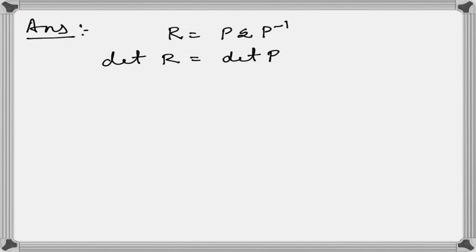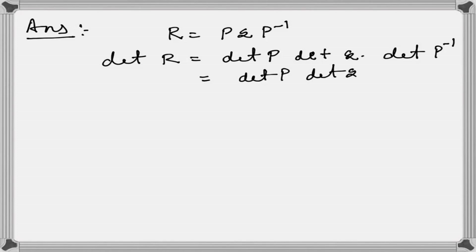Okay, so where do we start? Let's start with R is equal to PQP inverse. Then the determinant of R is nothing but determinant of P into determinant of Q into determinant of P inverse. As we know that determinant of P inverse is 1 upon determinant P, so determinant R is nothing but determinant of Q.